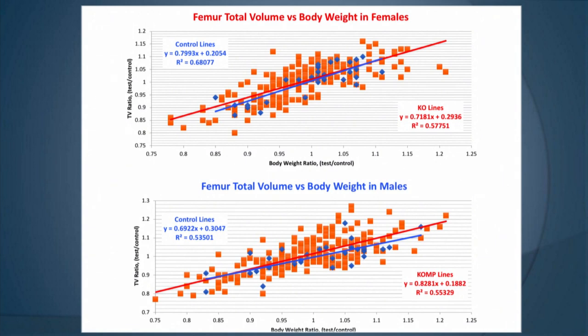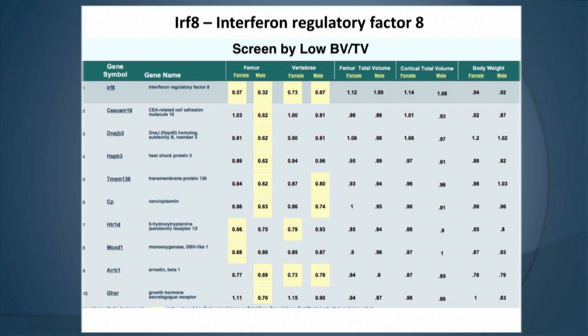So this really explains why the DEXA is telling you more about how much bone you have and not what the quality of the bone is. It really is not telling what we need to know. So that was important. So we screened these 220 lines, and we started to look at them as groups.